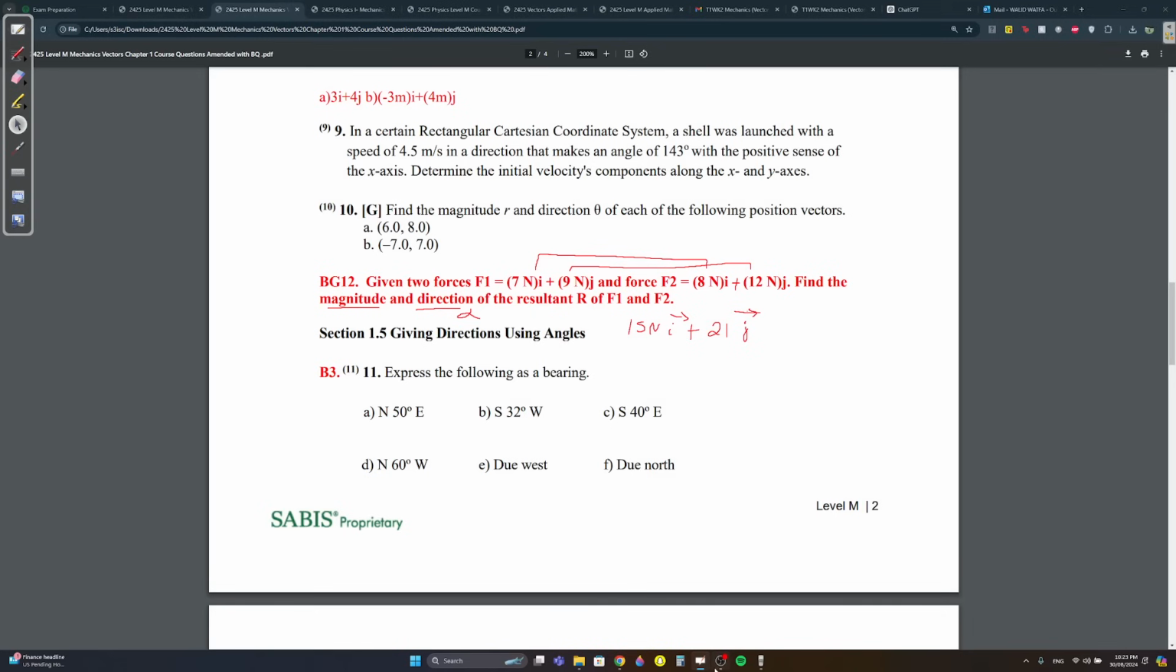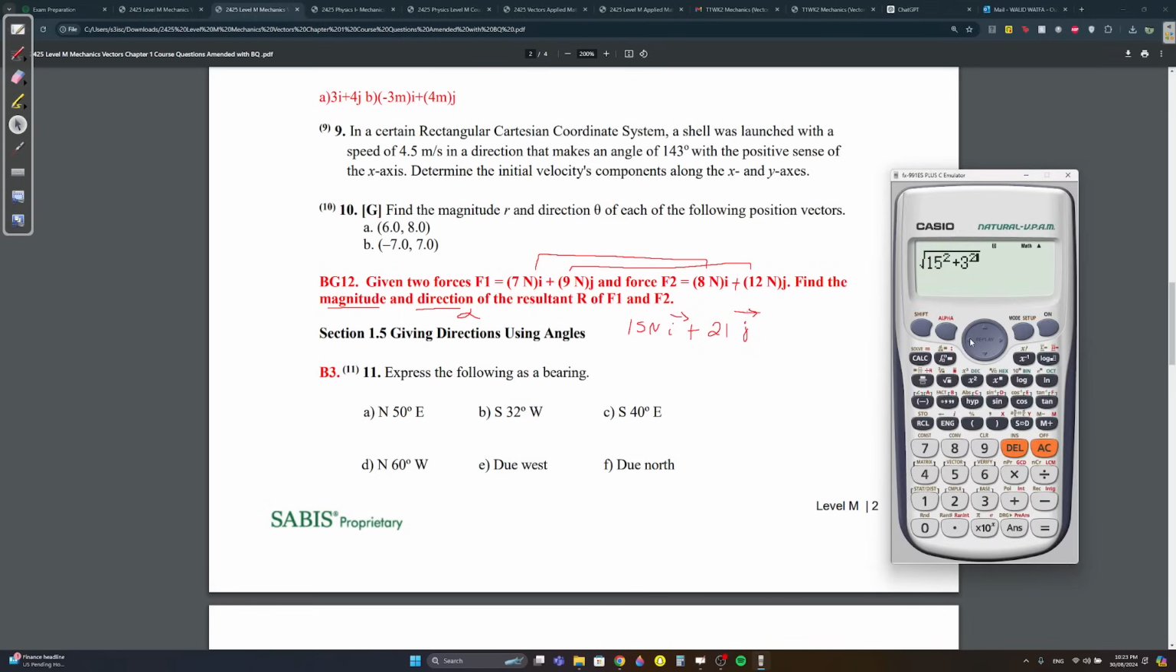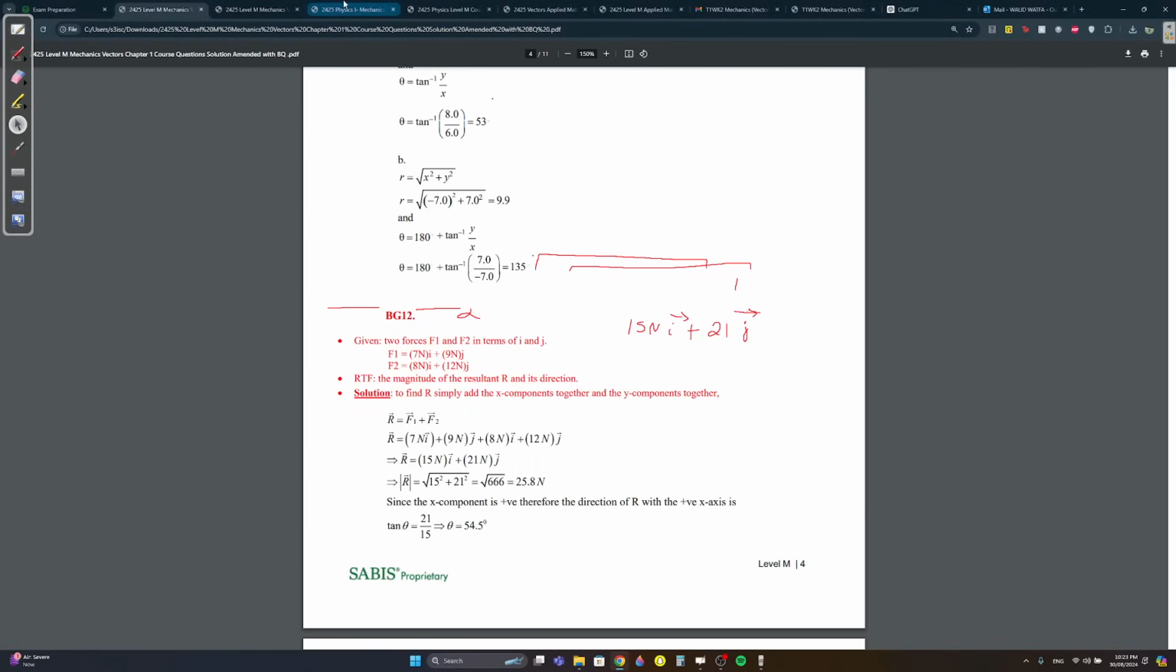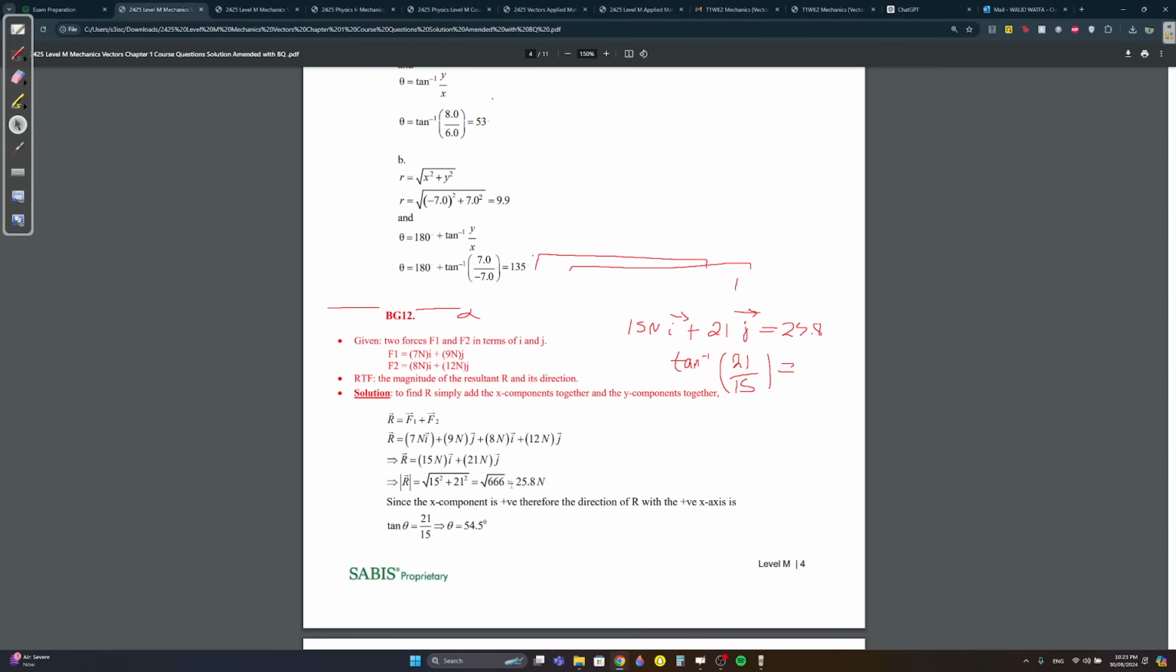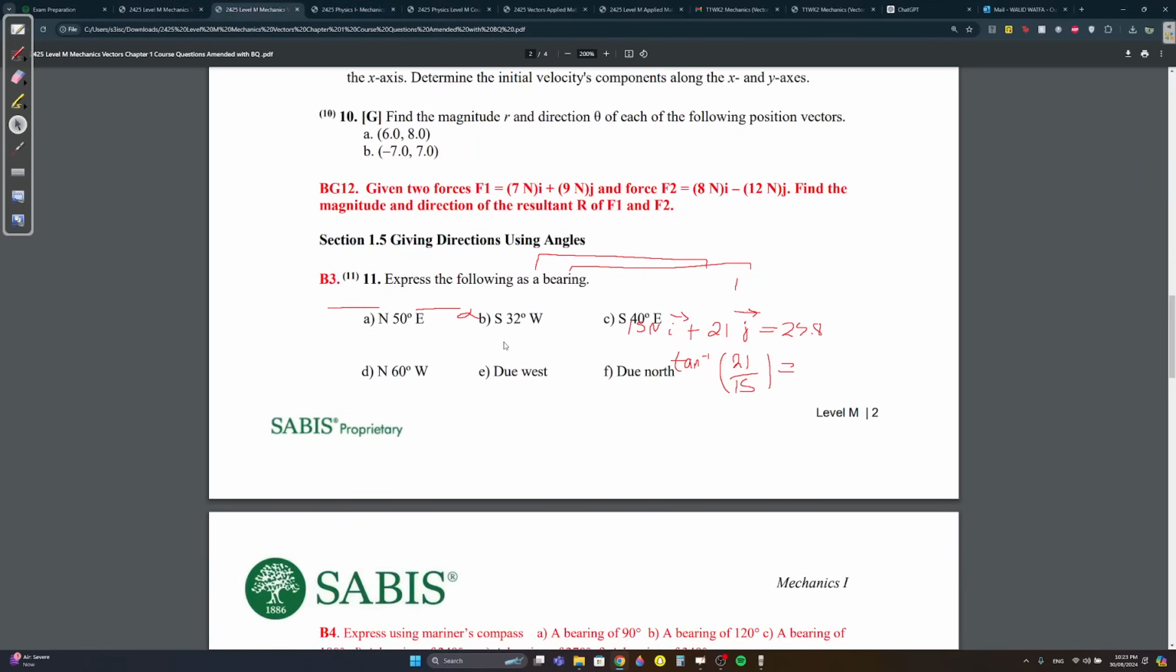Okay, and then if you calculate the magnitude of that, 15 changes to 21. You still get 25.8. Is this 25.8? Yes, okay. So the magnitude of it is 25.8. Then how do you find the angle? Remember, since x is positive, you can just do shift tan of y over x, so 21 over 15. And you get shift tan 21 over 15, 54.4. Is it correct? Okay, 54.5, same thing.